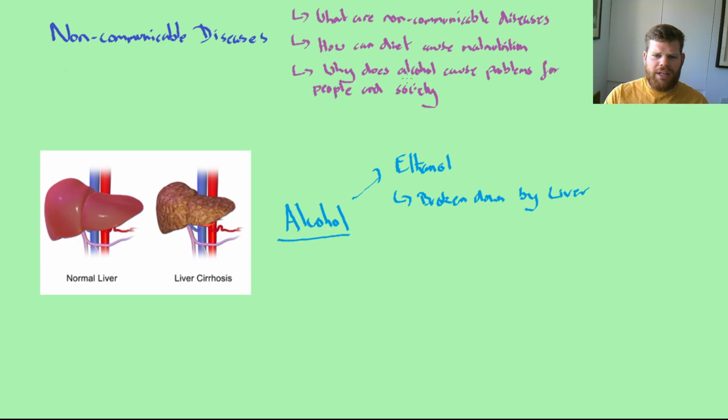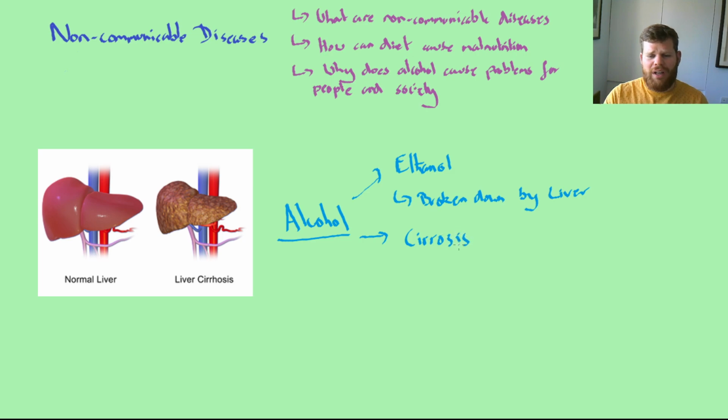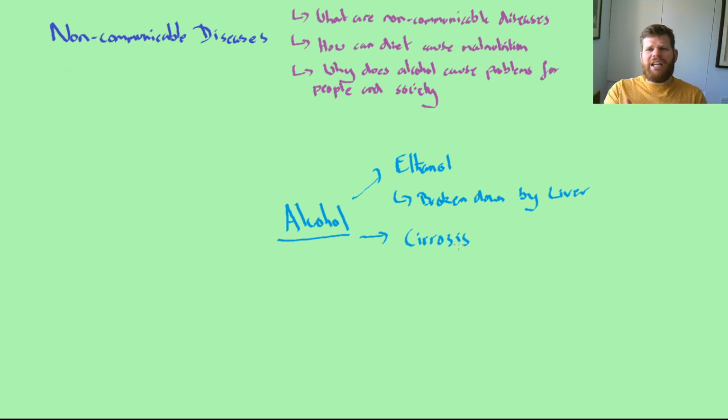Now, cirrhosis is essentially the swelling of the liver. There we go, that's how we spell cirrhosis. So you can see that the liver here is shown to be yellow and pale, and it also gets quite hard, and it causes significant swelling in the patient.